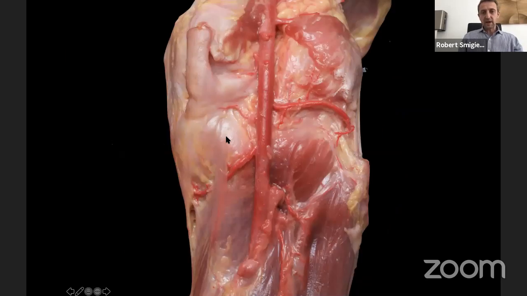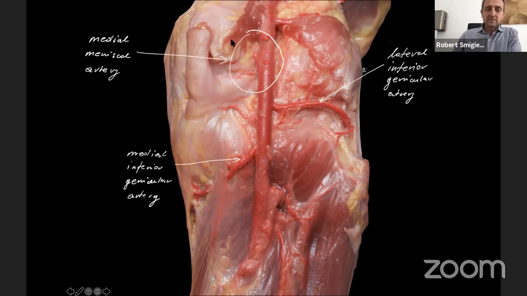What about the blood supply? You can see the knee from the posterior. Here, this is the lateral inferior genicular artery, the medial inferior genicular artery, and this small one is the lateral superior genicular artery. Medial is a little bit higher. And this small one is the only vascularization going to the medial meniscus. And this is the medial meniscus artery.